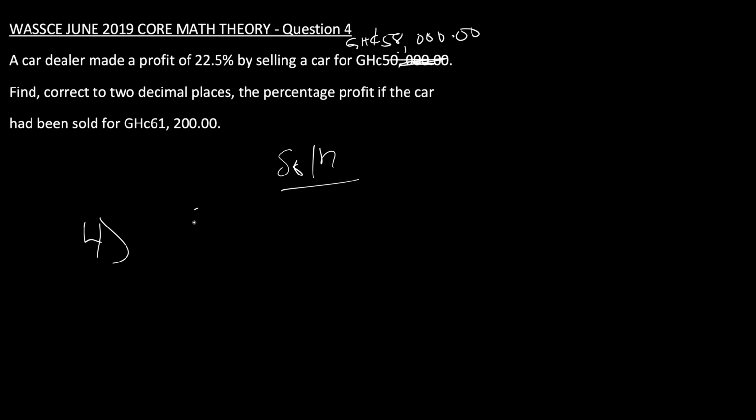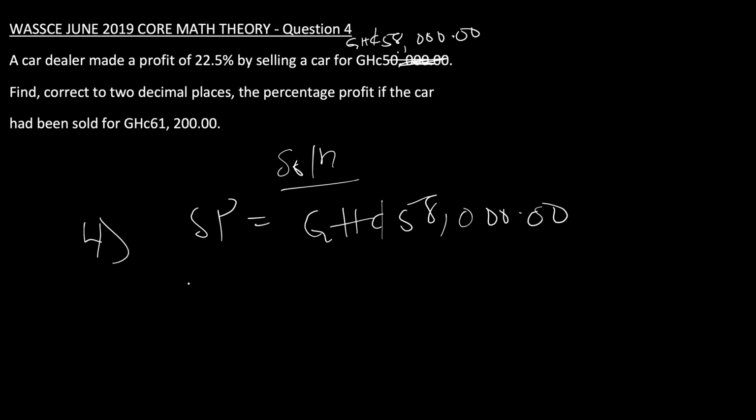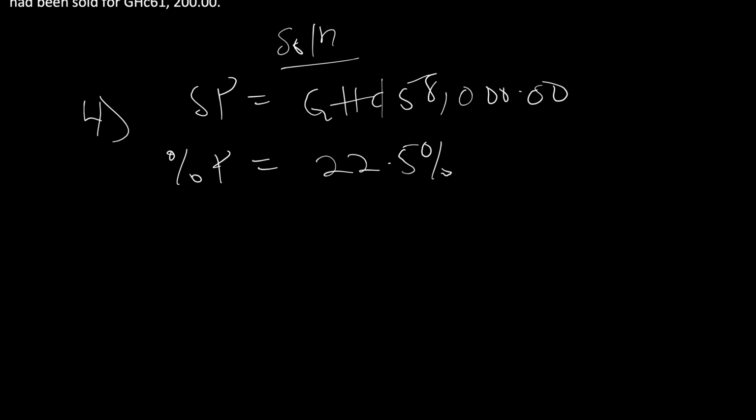We know that the selling price of the car is 58,000, and we know our percentage profit is 22.5%. But we don't know our cost price. So let the cost price be X.